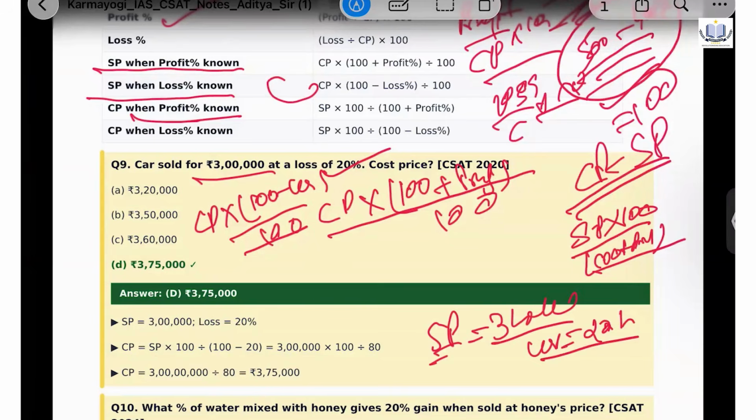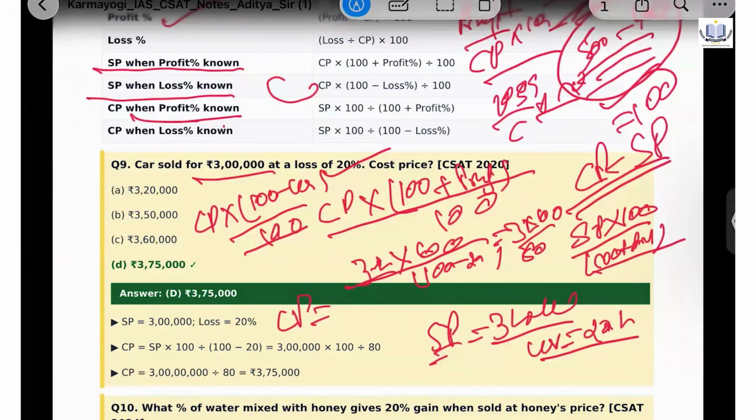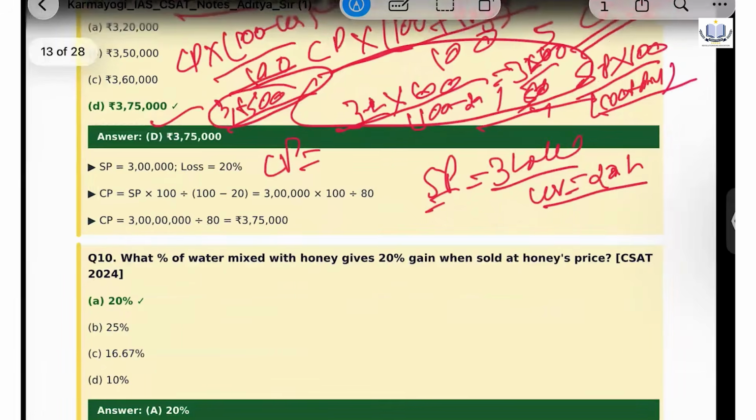So in this formula we will put loss, so cost price equal to selling price, that is 3 lakhs. 3 lakh into our 100 divided by 100 minus loss percentage, that is 20. So 3 lakh into 100 divided by 80, this 4 became and this became 5. After the resultant calculation the number that will come is 3,75,000. Just by applying the formula. So if you cram this formula, you will be able to find the answer.